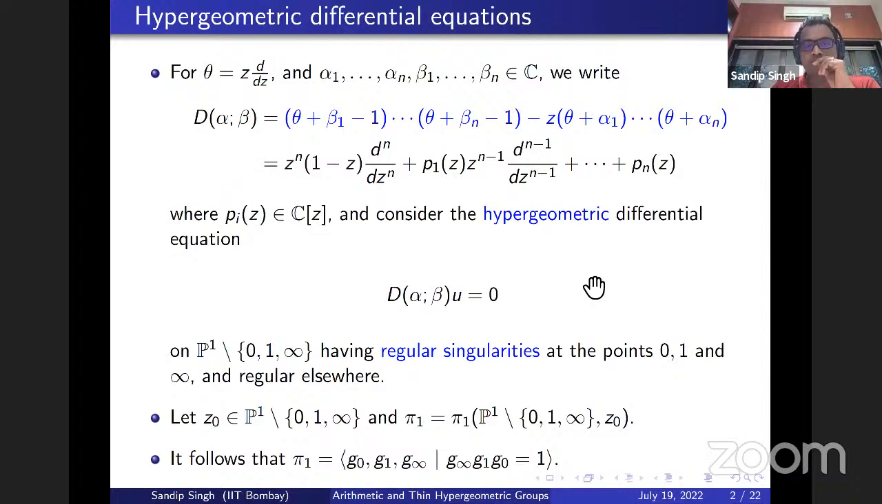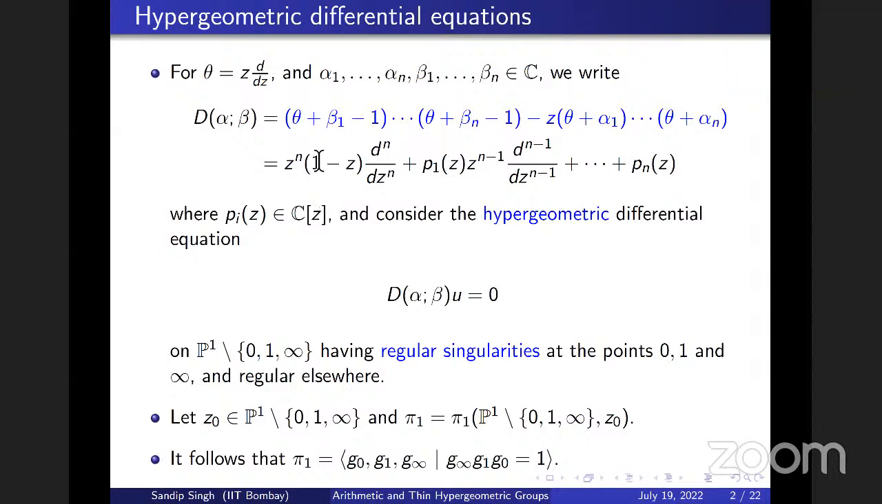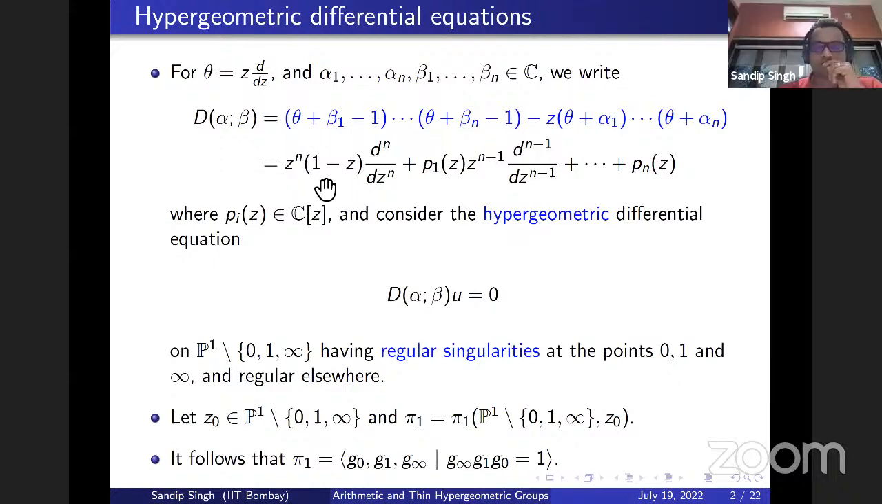All singularities are regular singularities; the hypergeometric equation has singularities only at 0, 1 and infinity, and it is regular everywhere else. It is clear enough from this highest coefficient. For the classical Gauss case I know they are defined like that, and in the general case also.